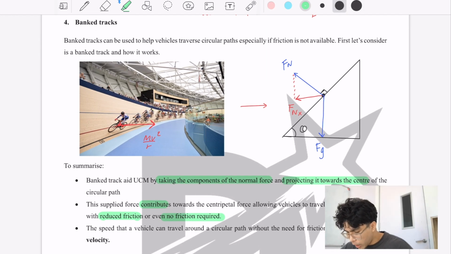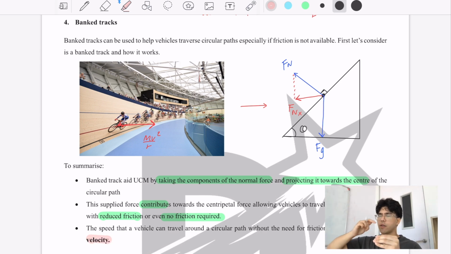And lastly, the speed that a vehicle can travel around a circular path without the need of friction is also known as the ideal speed. So what does this mean? It means that as the object travels around a circular path, there's a specific speed that you can go at without needing to turn.